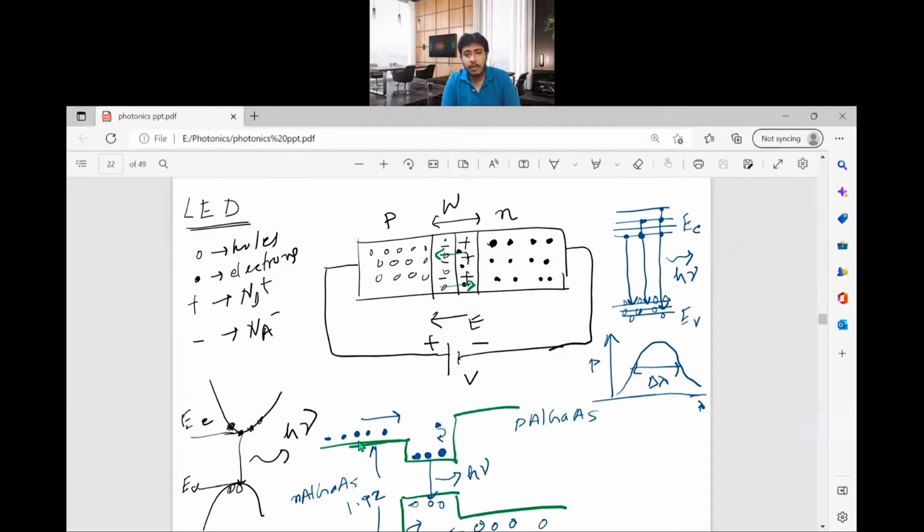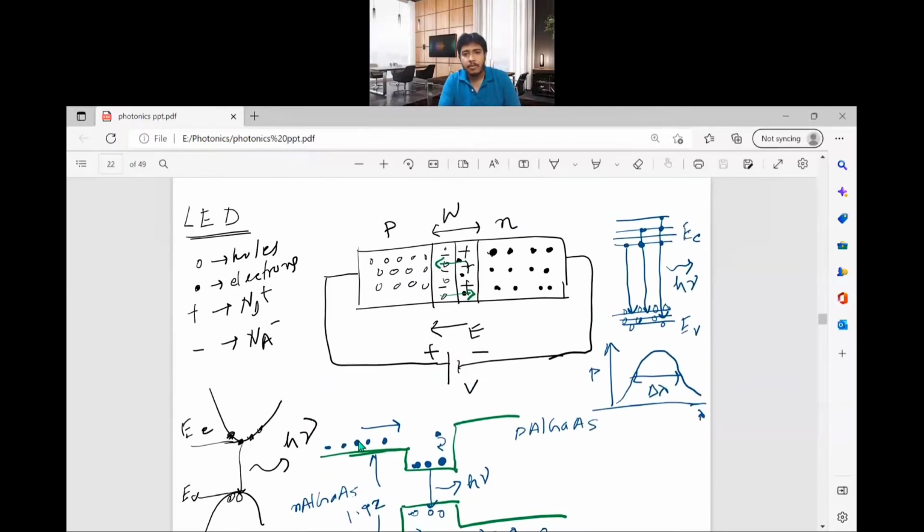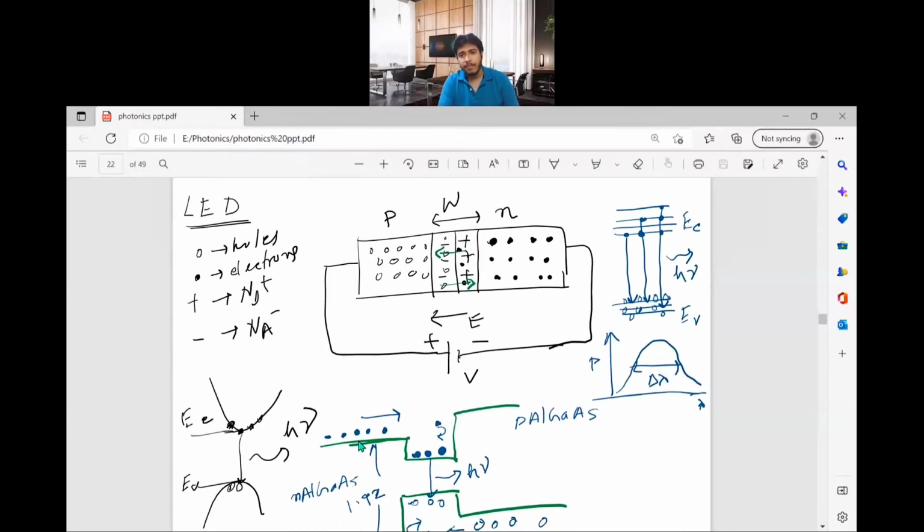In a normal PN junction diode, they use an indirect band gap semiconductor. Silicon is an indirect band gap semiconductor. Germanium is also an indirect band gap semiconductor. In an indirect band gap semiconductor, they do not emit light. They will only generate phonons.